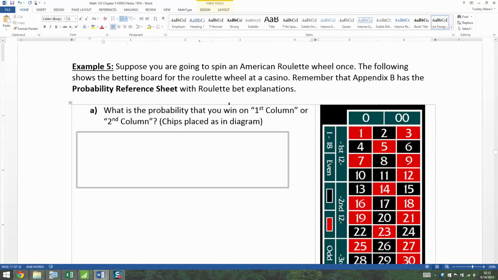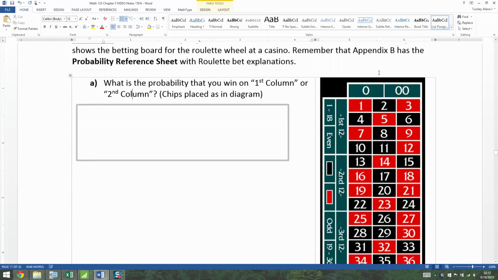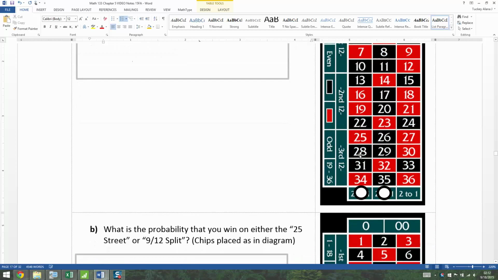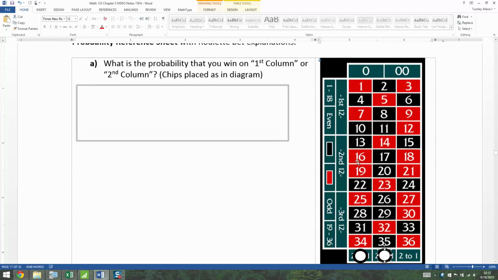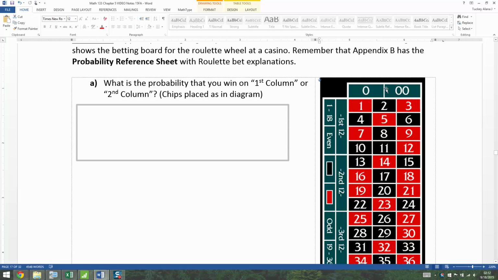So let's see here. What is the probability that you win on the first column or the second column? And we're placing bets on American roulette, so there's 2 zero spaces. Well, the first column, you place your chip down right on that first column. And the second column is this column right here, and you place your chips right there. Now that includes all the numbers in that column except for the zeros. They don't count. They're special and off on their own. So the first column, for example, is 1, 4, 7, 10, 13, 16, and so on. The second column is 2, 5, 8, 11, 14, 17, and so on.